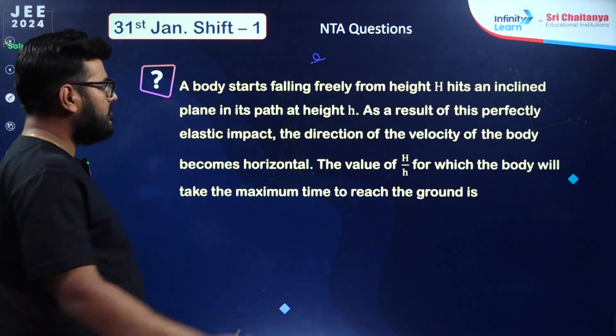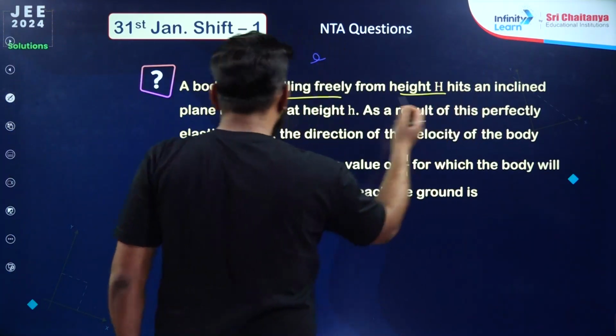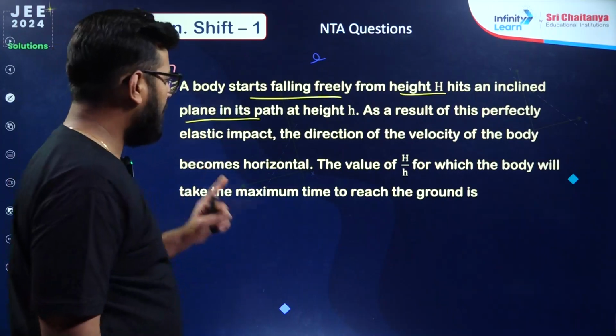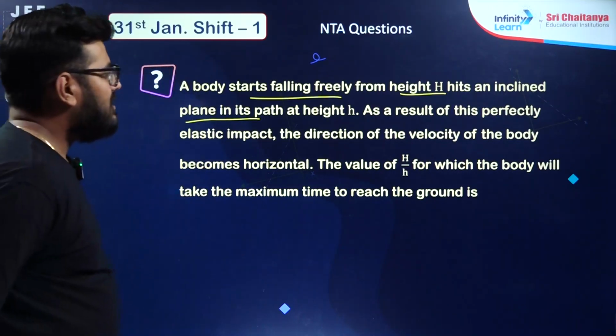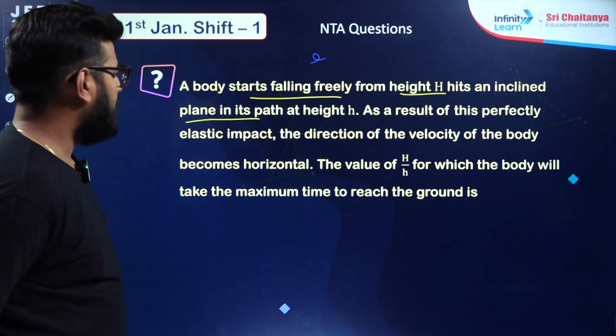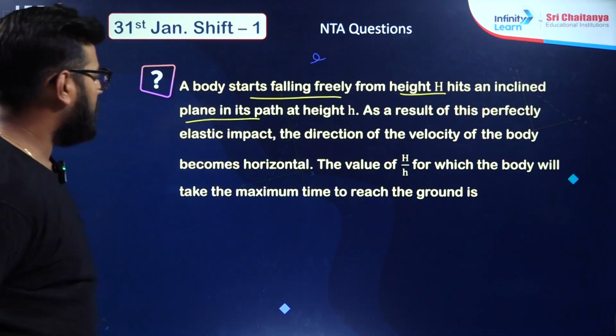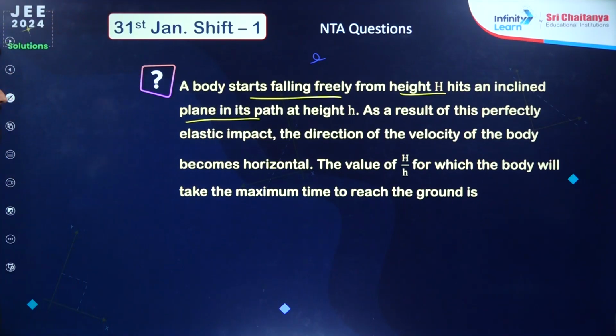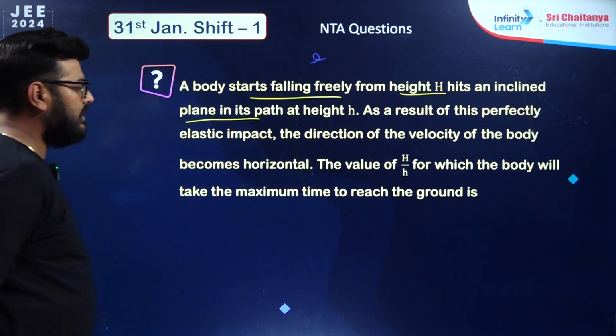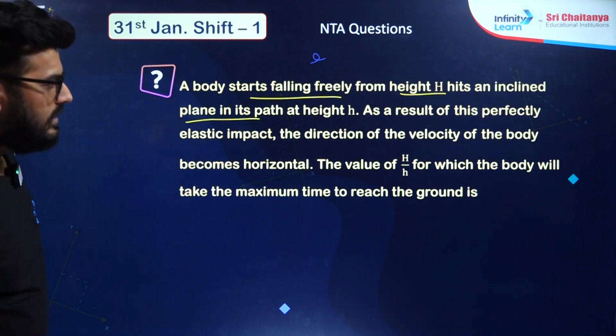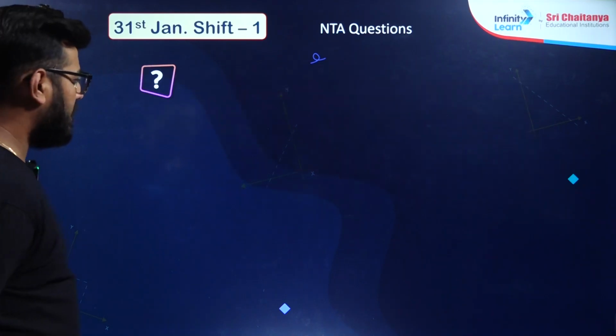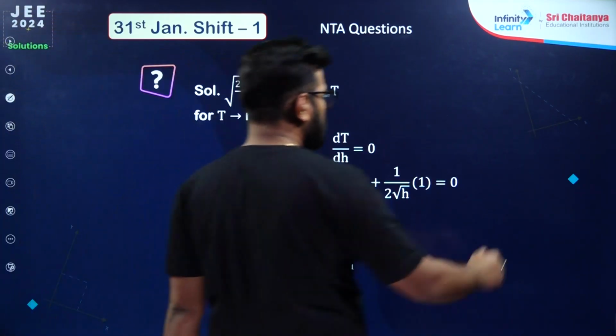Now, a body starts falling freely from height H, hits an inclined plane in its path at height h, okay? As a result of this perfectly elastic impact, the direction of velocity of the body becomes horizontal. The value of capital H is to small h, for which the body will take the maximum time to reach the ground. This is actually a very good question, and the solution is over here.